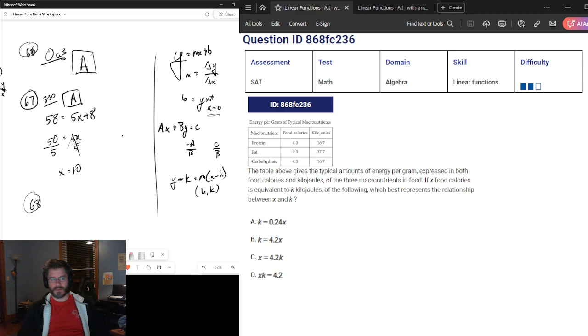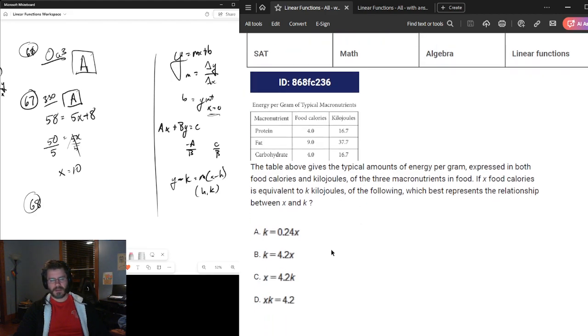We've got, that table's kind of small. Hopefully you guys can see that no problem. All of our answer choices are linear functions, kind of. We've got k equals, x equals, xk equals. That's kind of bizarre. Let's see what the scenario is. x food calories is equivalent to k kilojoules. I see that the two columns are food calories and kilojoules, so that's x and k respectively, of course. Which best represents a relationship between x and k?